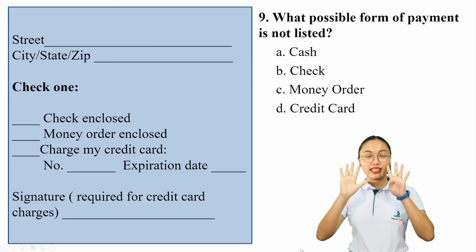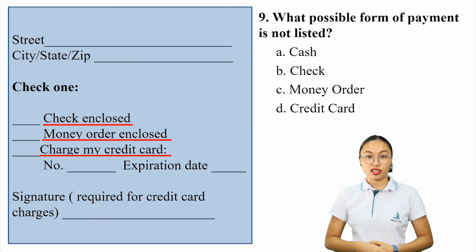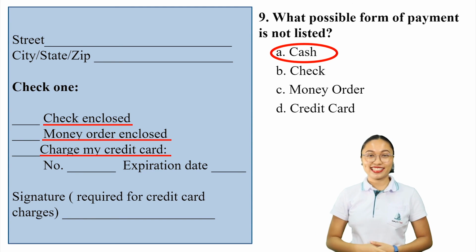Question number 9. What possible form of payment is not listed? Letter B, check, is in the form. Letter C, money order, is also in the form, as well as letter D, credit card. The only payment method not found is letter A, cash.